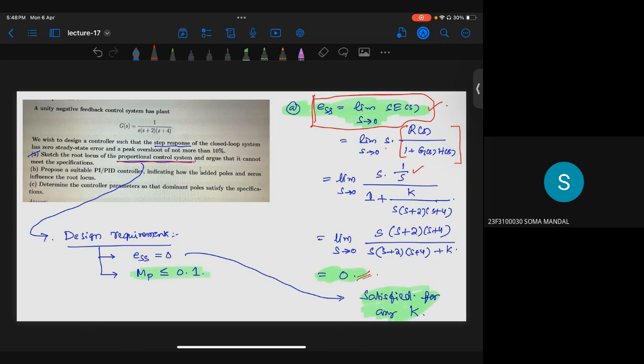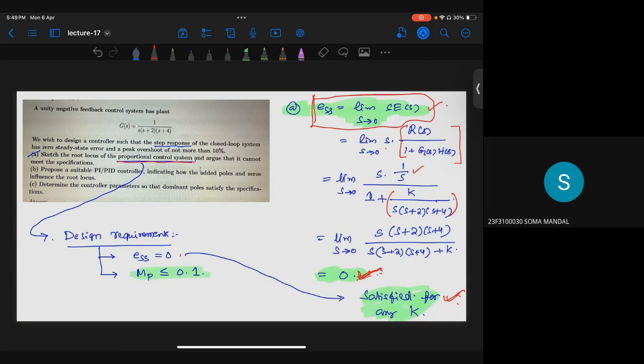The G of s H of s expression is this. If you do the calculation, what are you getting? 0. So ESS is satisfied for any value of k. Yes or no? Yes, sir. For any value of k, because the steady state error is 0, ESS is satisfied.